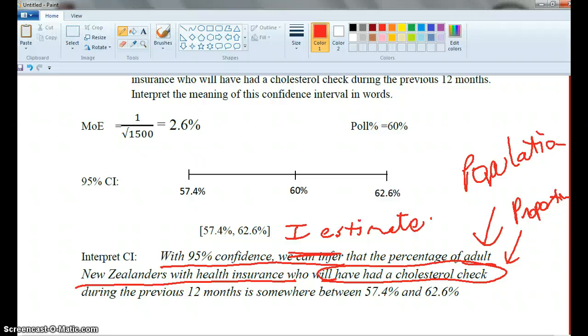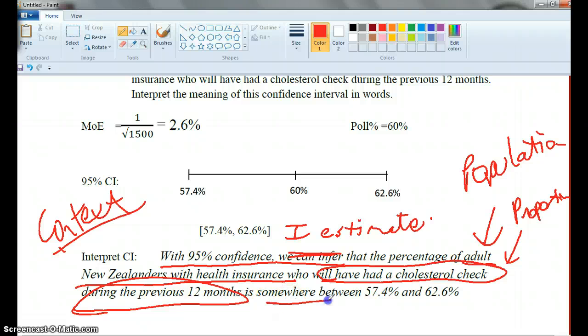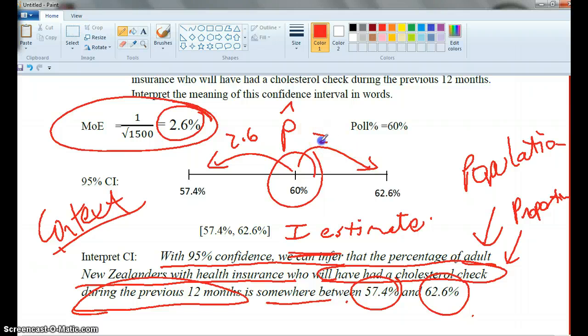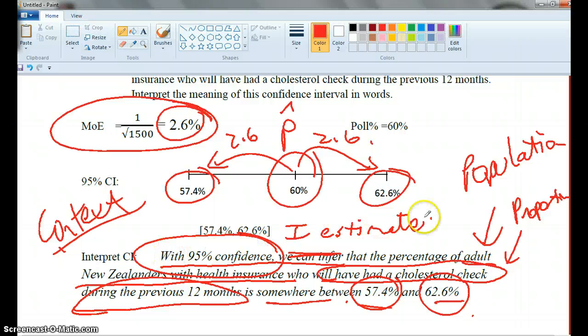To pass this, this is called being in context, and you need to be in context. Otherwise, it might be a no-go. During the previous 12 months, so that's still part of the proportion, is somewhere between this value and that value. So that was your sample proportion. The little hat means it's a sample proportion, not a population proportion. There's your margin of error using the rule of thumb, 1 over root n. You get the 2.6. You take 2.6 off and you add 2.6 on, so you get this range. Okay? So what I'm trying to make clear is that this sentence includes the population, the proportion, then the range, the confidence interval. And at the front of it we go with 95% confidence, I estimate. Has that helped anyone? Yeah, okay.